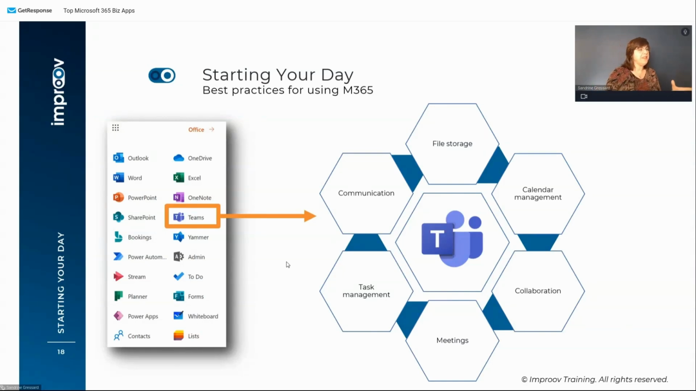So when you're in Teams, you've got to remember Teams is really complete. As you can see, it's got file storage capacity. It's got calendar management. You can collaborate. You've got meetings, task management, and communication. So how does that actually work? How do I get to all those things?